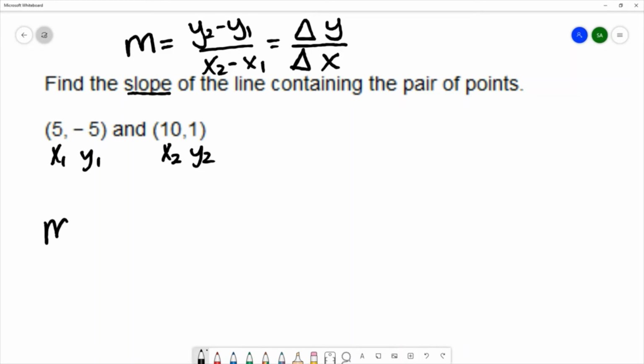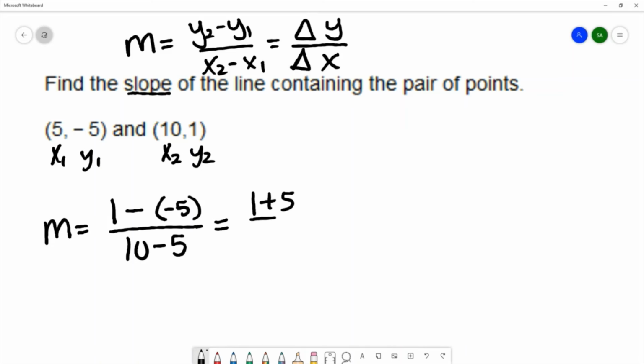And we'll calculate the slope using the formula. y2 is 1 minus y1 is -5 over x2, which is 10, minus x1, which is 5. This is 1 plus 5, minus a negative is plus, over 10 minus 5, which is 5. So we have 6/5 as the slope of the line containing the points 5, -5, and 10, 1.